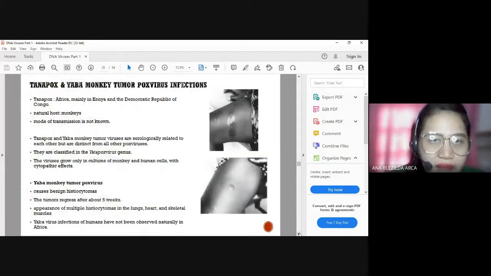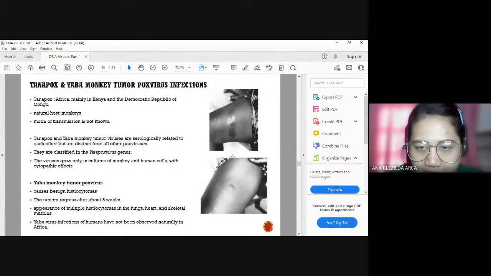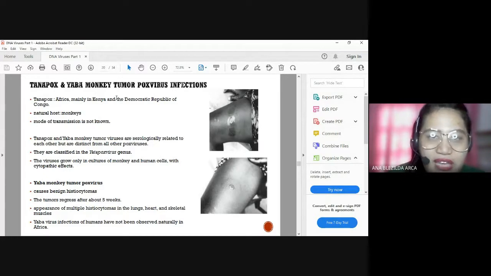So for the Yatapox and Yaba monkey tumor pox infection, so this is what it looks like. Mga single lesion lang yan sa katawan. So nakikita siya sa Africa, mainly in Kenya and Democratic Republic of Congo. Natural host comes from the monkeys. Kung paano nakakuha ng tao, unknown ang transmission. It is not known how the humans can get this from the monkeys.